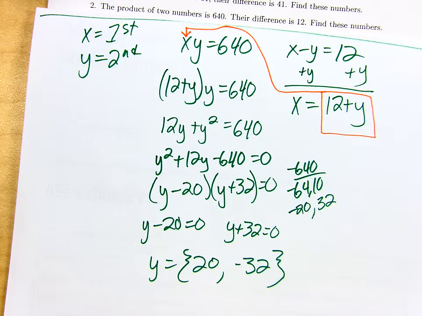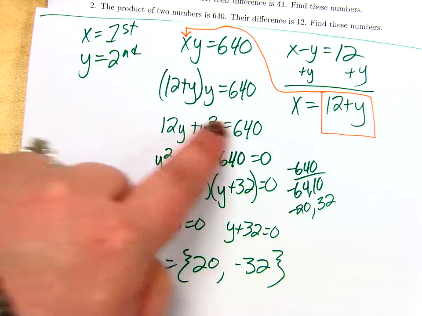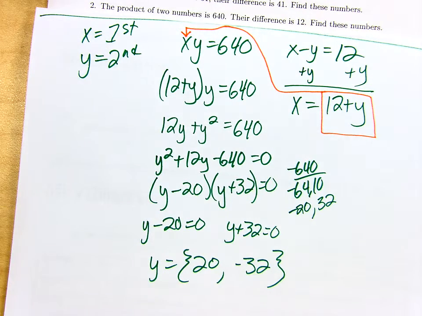If I take those two numbers and multiply them together, I don't get 640. I'd get negative 640. If I subtracted those two numbers, I would not get 12. I'd get 52. Why don't you do it that way, where you take half of 12 and square it? Oh, you could have. Oh, okay. Yeah, you can solve it. Once you get your equation, you can solve it any way you want.